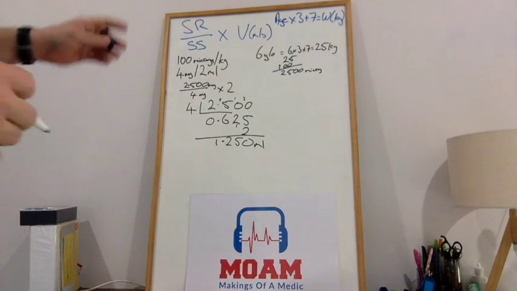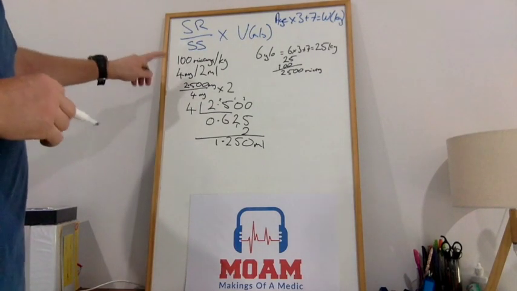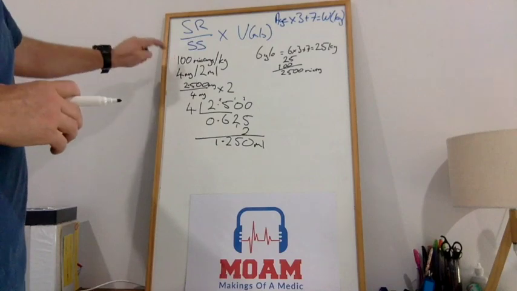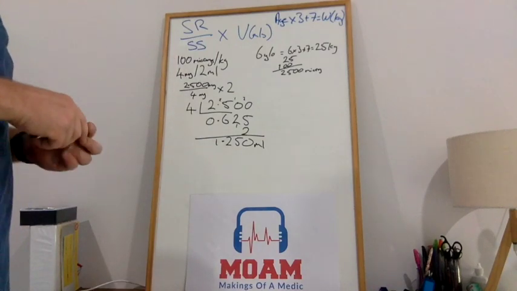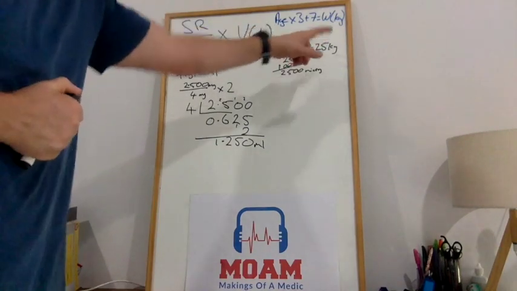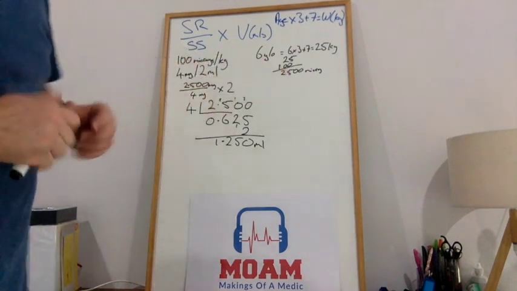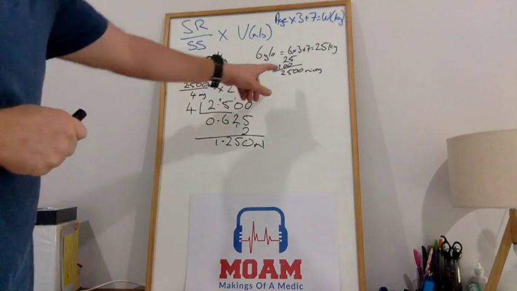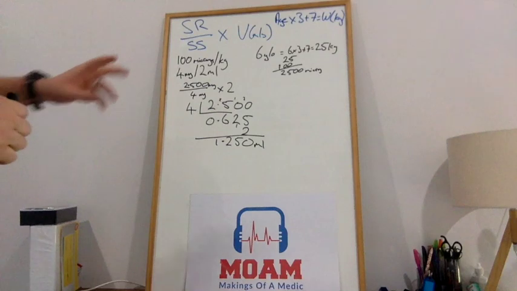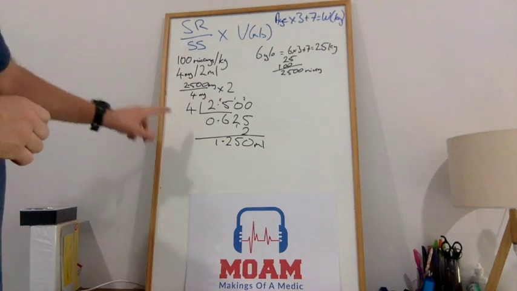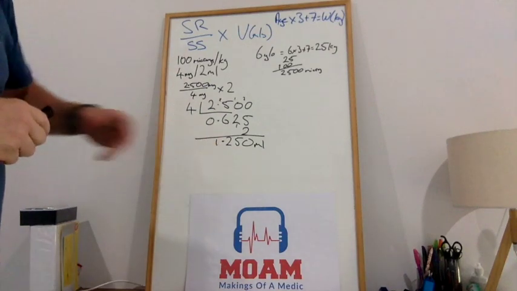So for our ondansetron that's presented 4 milligrams in 2 mils, our dose is 100 micrograms per kilo. We have a 6-year-old, that's 25 kilograms. They require 2.5 milligrams, or 2,500 micrograms. Using this equation, we get it to come out at 1.25 mils.